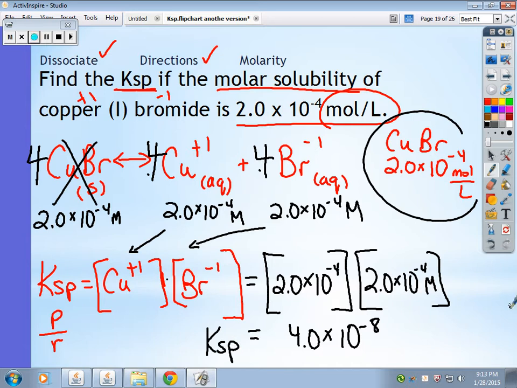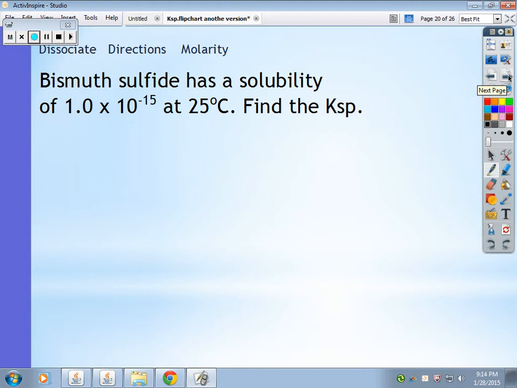Now, if I'm finding Ksp, that means I have a number that's smaller than 1, which means it lands on a solubility product chart, which means it's a really bad dissolver, which means I have a number where K is less than 1. Is that true? Yes, it is. 4.0 times 10 to the minus 8th. Okay, that doesn't dissolve very well. It dissolves better than something times 10 to the minus 24th, but it's still not a good dissolver. Let's try another one. A little more complicated, okay?